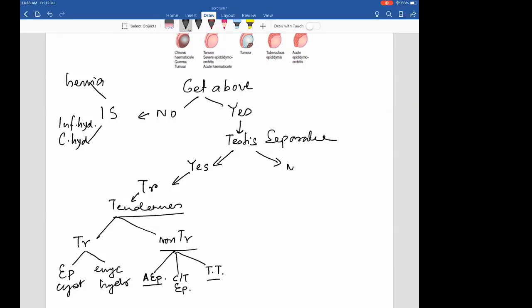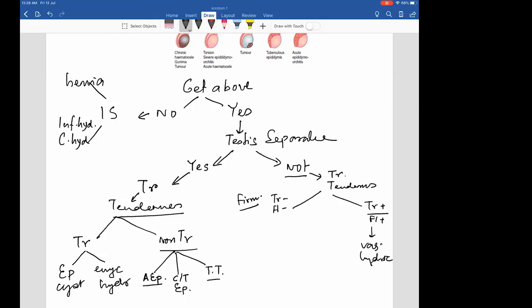Now, if the testes is not felt separate, then what will you do? Again, the same group of tests. Go for transillumination, go for looking into tenderness. Now guys, if it is transillumination positive, fluctuation positive, this is a vaginal hydrocele. Whereas if it is transillumination negative, fluctuation negative, and it feels firm in consistency, then it is one of the three. What can this be?